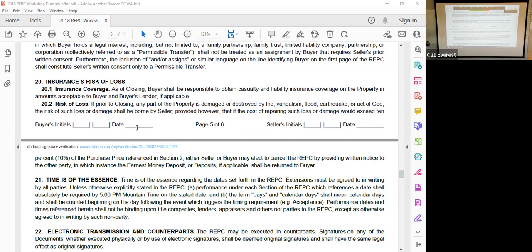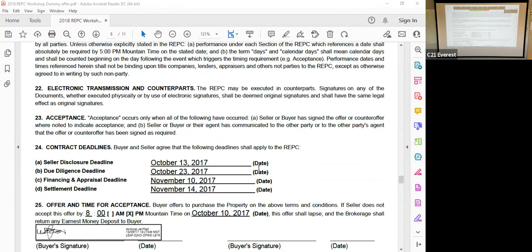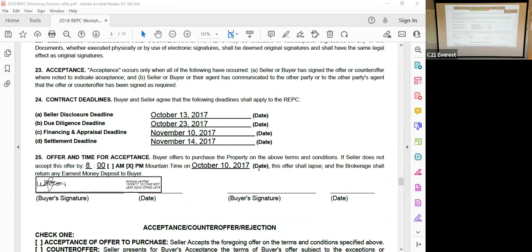So here's the point for me on this. Before you submit your contract to the seller, if you're the buyer filling it out, just scroll through and look: did the client initial everywhere they were supposed to initial? Okay, that's kind of my point of that. All right. Next, section 24. Any concerns there?